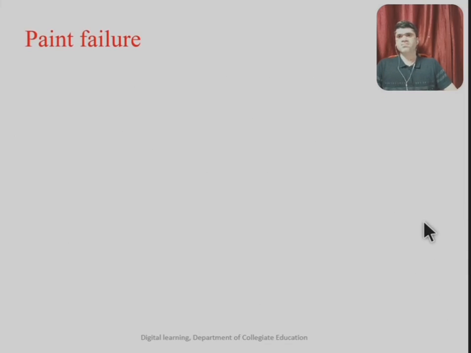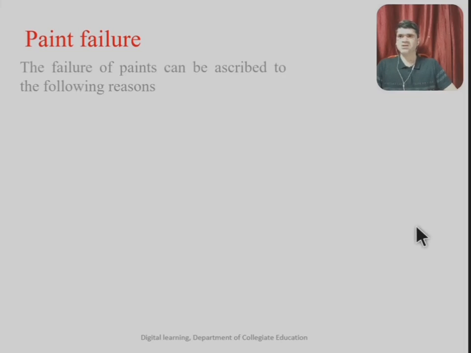Paint failure. Why does a paint fail? Why does it fade away or crack? Peeling will take place in some cases. So this is called paint failure. The failure of paint may be ascribed to the following reasons.